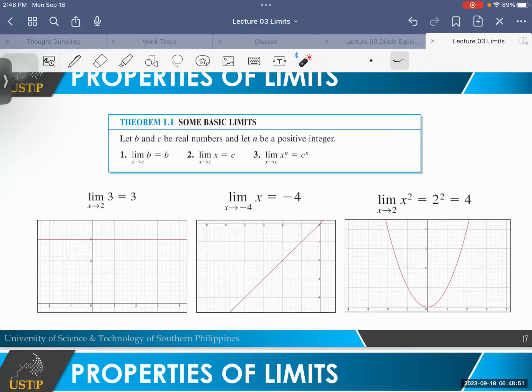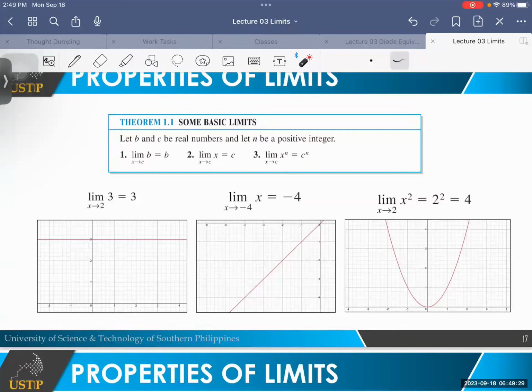Here is the limit of x as x approaches to c. All you have to do is just substitute the value of your c to your x. So, negative 4. And graphically, yan ay itsura. So, from the left side of the graph, the value is approaching negative 4. Okay, and then from the right side of the graph, it approaches a certain value that is negative 4.